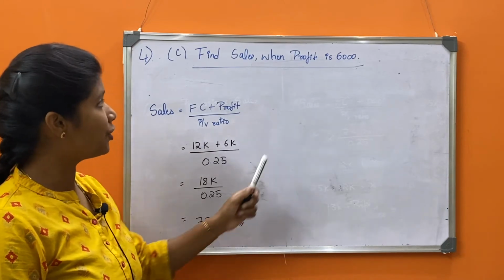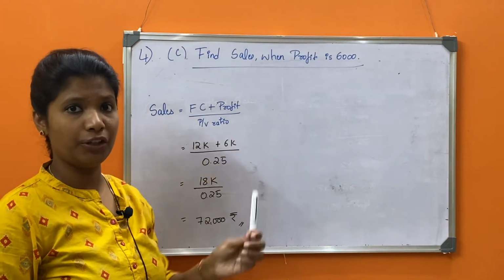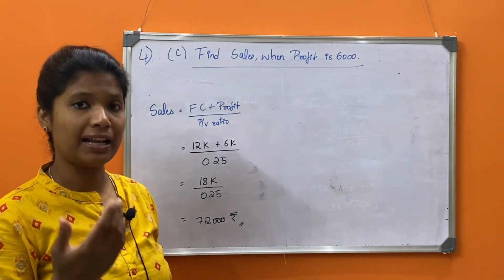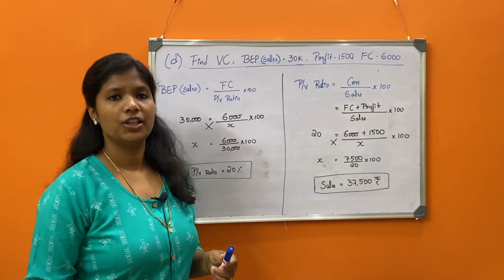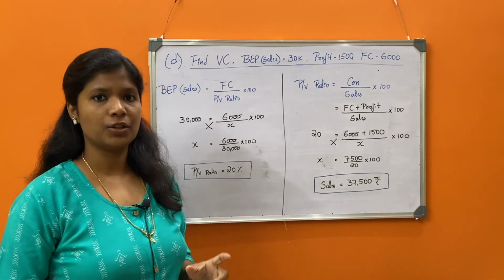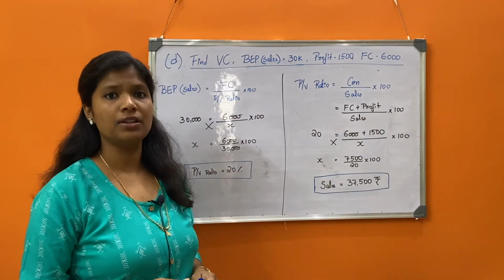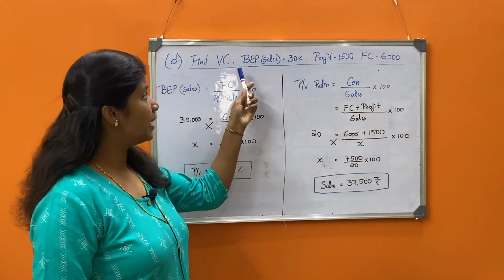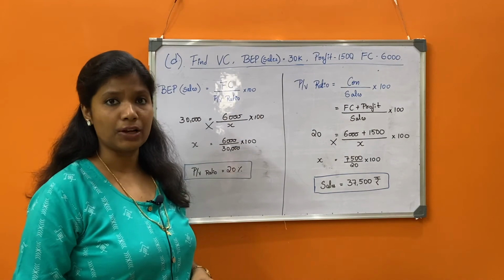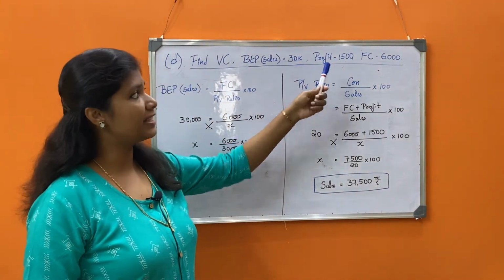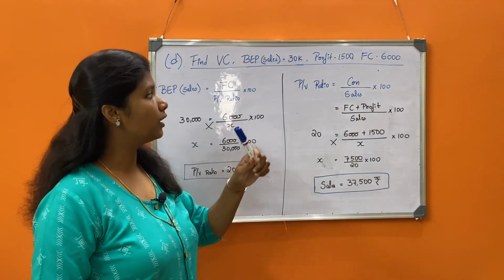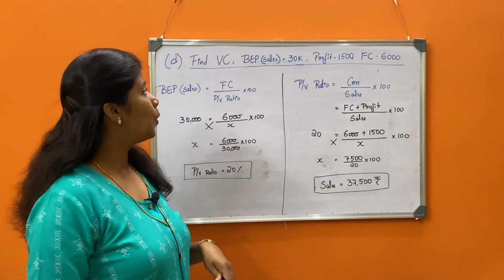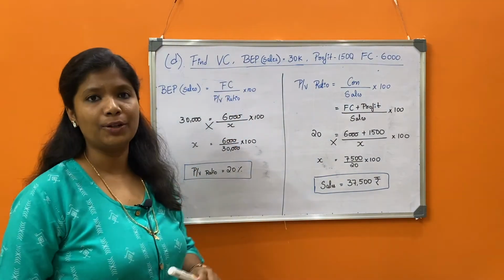So, to achieve 6,000 as a profit, you need sales of how much? 72,000 rupees. Let's move to the last question, question D. In the last part, we have to find out variable cost, and the given details are break-even point sales is 30,000 rupees, profit given is 1,500 and the fixed cost given is 6,000. First I want you to understand how we find out variable cost.